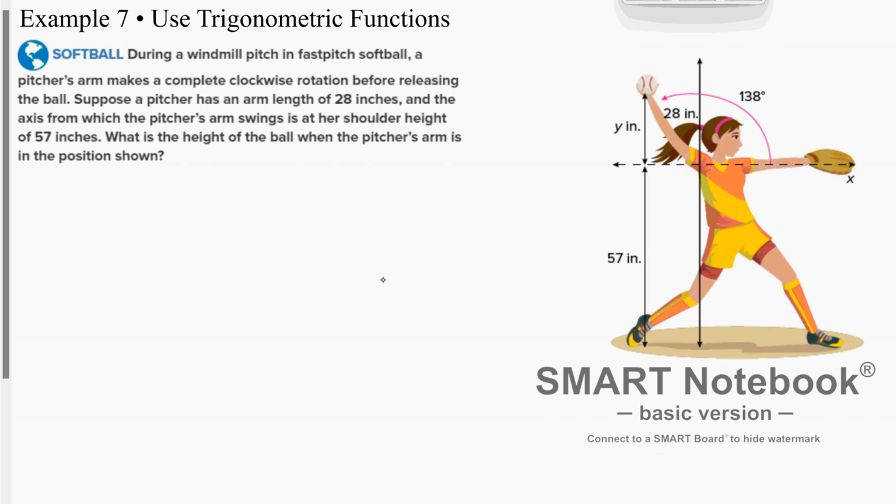In example number 7, we are looking at the trigonometric functions and using them. It's probably unrealistic to actually do this, but here's where you can do it in real life. So we have a fastball pitcher. She completes a clockwise rotation before releasing the ball. Suppose the pitcher's arm is 28 inches long, and the axis from which the pitcher's arm swings is at her shoulder height. We can see that in the drawing here.